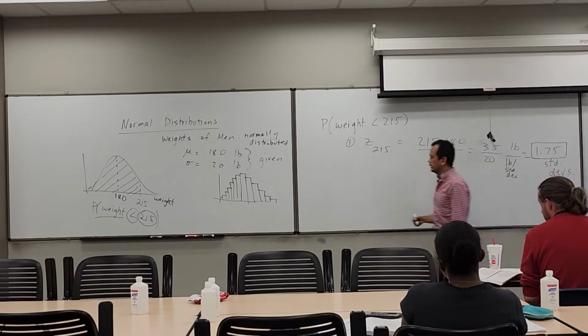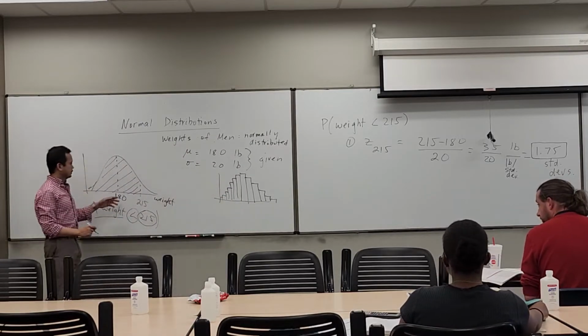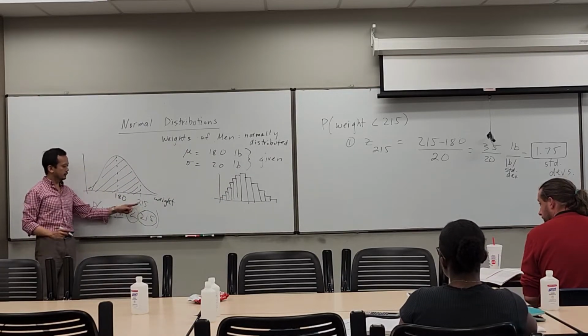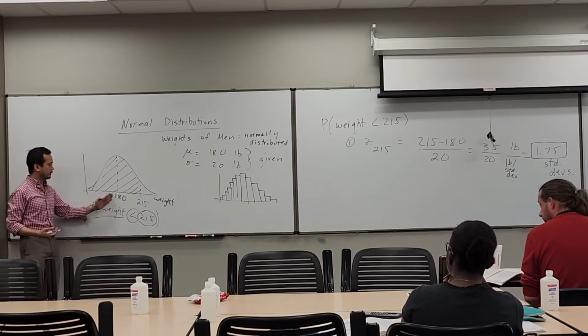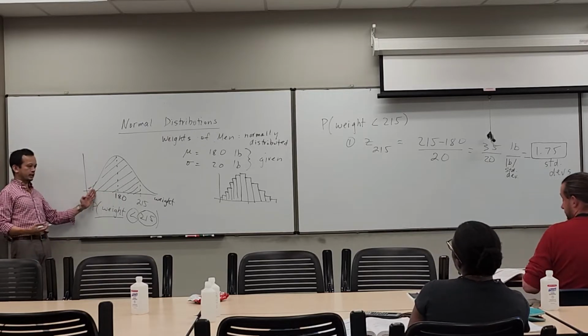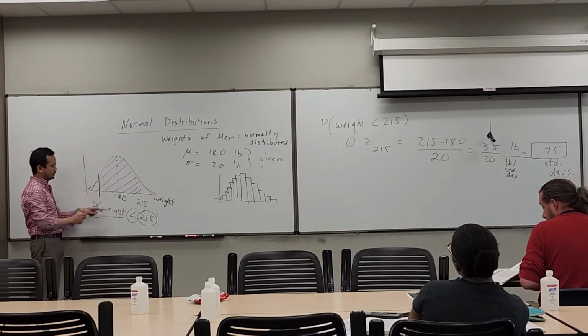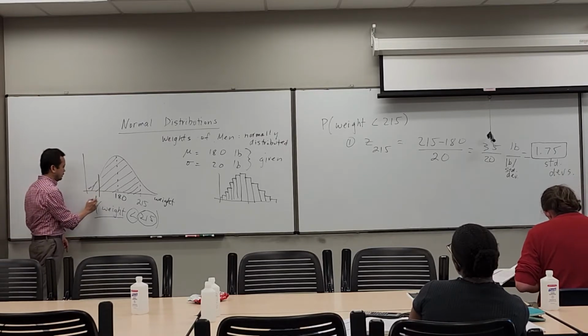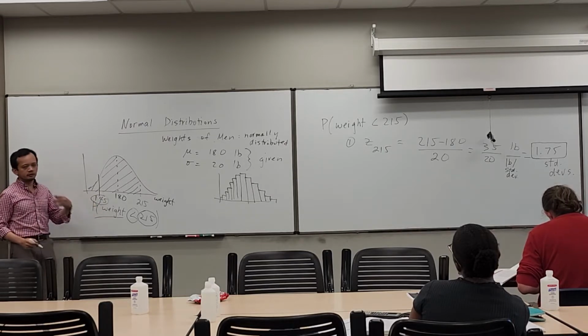So recall that we said that a z-score is a signed number of standard deviations from the mean. So 215 in this case has a z-score of positive 1.75 because it's to the right of the mean. We could also have a z-score that's negative 1.75 standard deviations, so on the other side, less than the mean. So a number of pounds that's 35 pounds less than 180, or 145, would have a z-score that's negative 1.75 standard deviations from the mean.